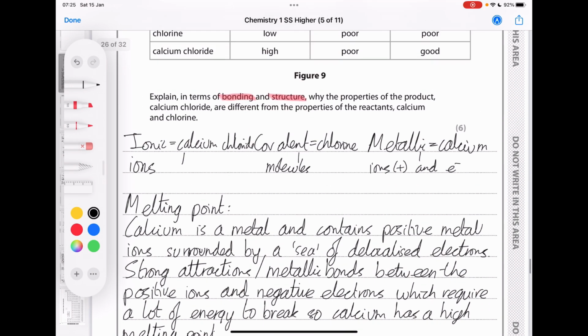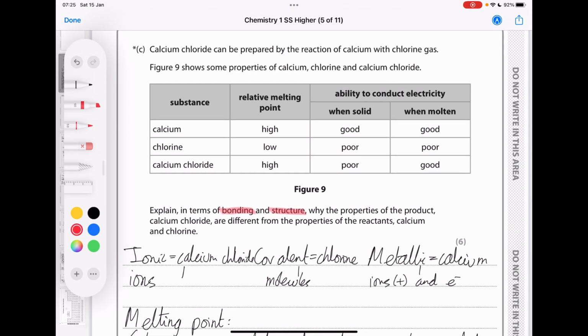I've only covered melting points. I haven't even touched the ability to conduct electricity yet, and yet I've already got 3 or 4 marks just from doing that.